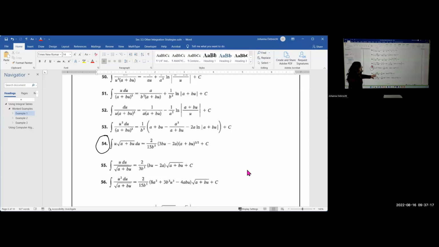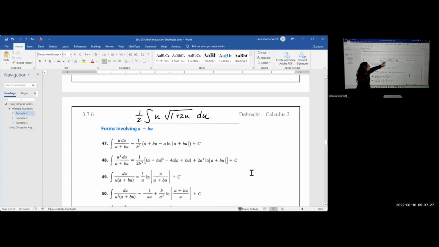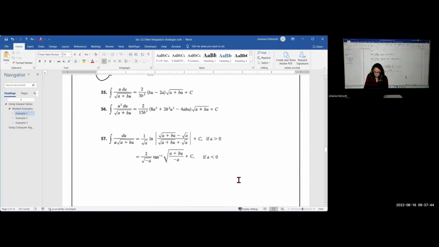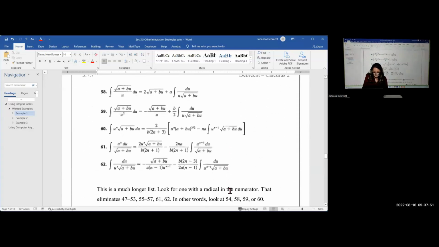I do have a radical in 55 and 56, but it's in the denominator, which doesn't quite match my pattern. Let's go back up and see what the pattern was again. Oh yeah, it's u radical a plus bu. And the 1/2, of course, is just a constant at the front, not going to affect the antiderivative. So really, 54 is looking pretty good to me right now. 55 and 56, I don't think. 57 does have the radical, but it's in the denominator. That doesn't fit my pattern. Keep going. Oh, yes, there are more.